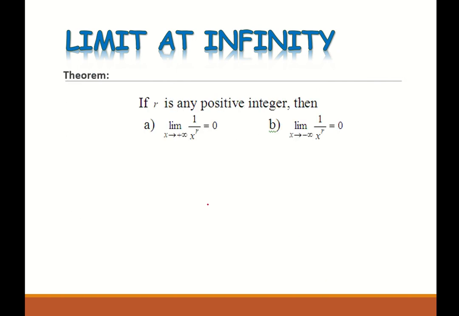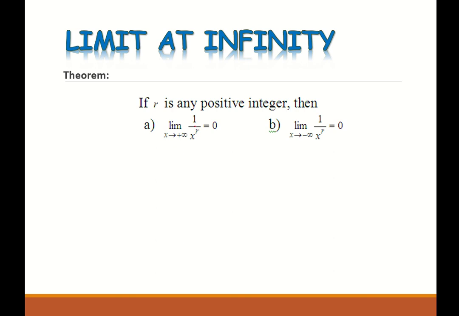So another theorem: if r is any positive integer, then a, the limit of 1 divided by x to the power r as x approaches infinity is equal to 0. And b, the limit of 1 divided by x to the power r as x approaches negative infinity is still equal to 0. So take note, whether x approaches positive or negative infinity, we come up with 0.